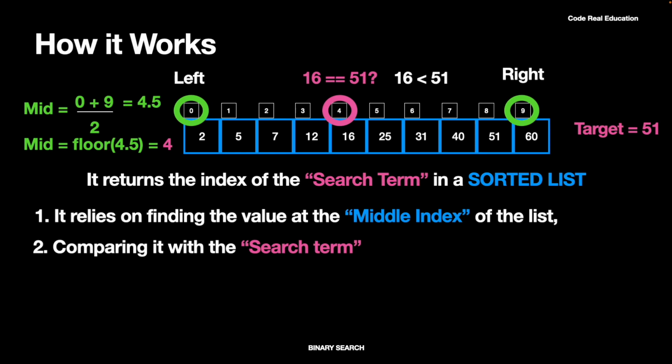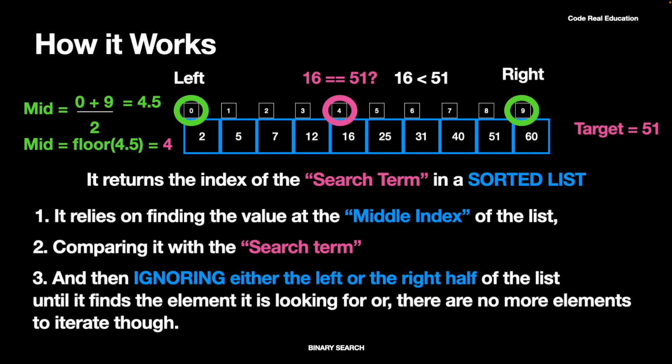In this case, we need to understand that we're working with a sorted list in ascending order. So if 16 is less than our target, then all values at index 3, 2, 1, and 0 are always going to be less than 51, since this is a list sorted in ascending order. So we stop searching the whole part of the list towards the left of the middle value, the middle value included. So we ignore either the left or the right half of the list until we find the element we are looking for, or there are no more elements to iterate through.